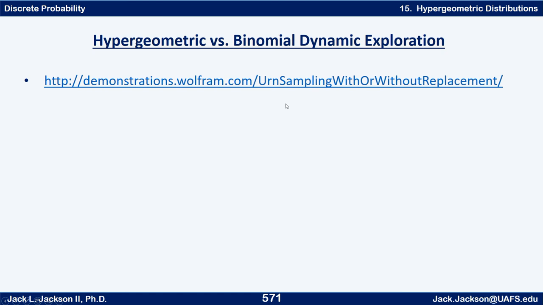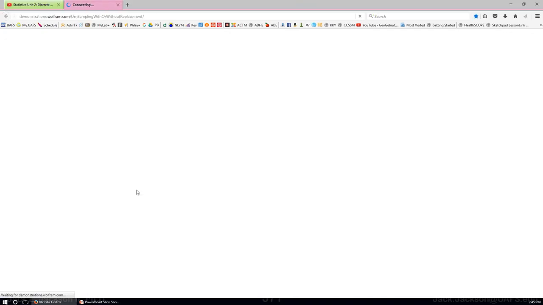Now, there are some interesting demonstrations that we can look at online. Here's one of them from the Wolfram Demonstrations Project. You may have heard of Wolfram. They make the program Mathematica, and they also use that to power what's called Wolfram Alpha online. It's a pretty cool place you might go sometime.